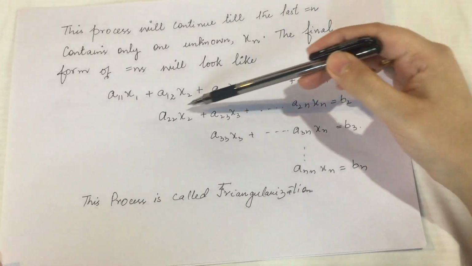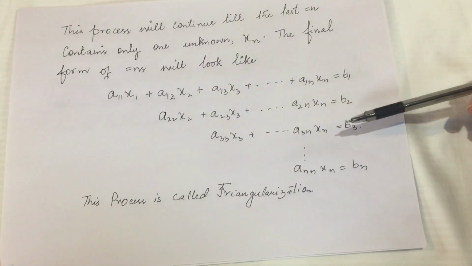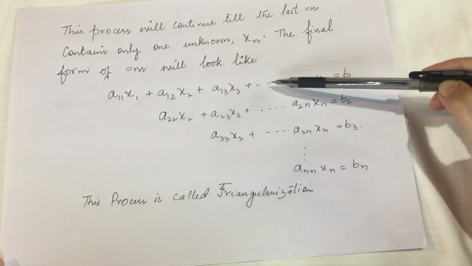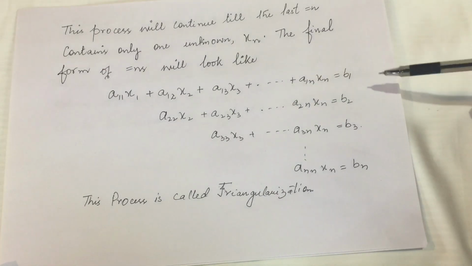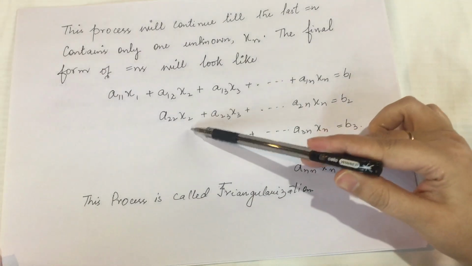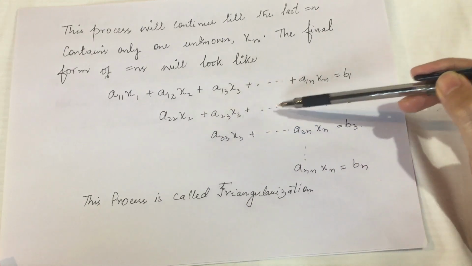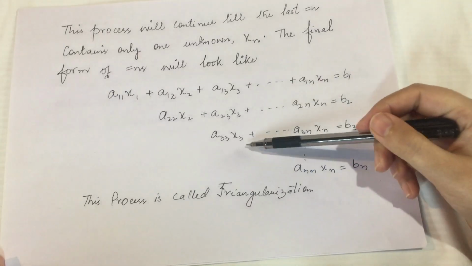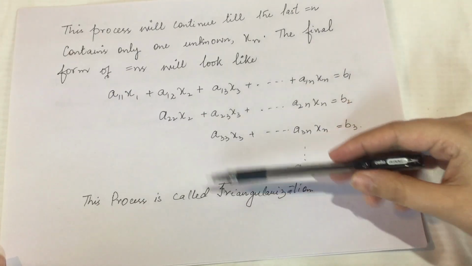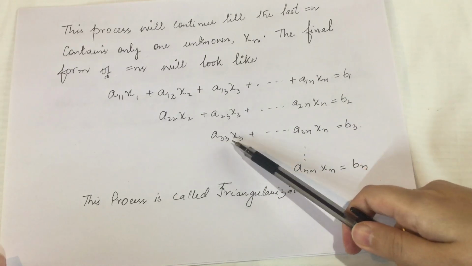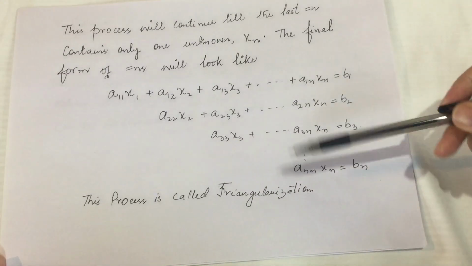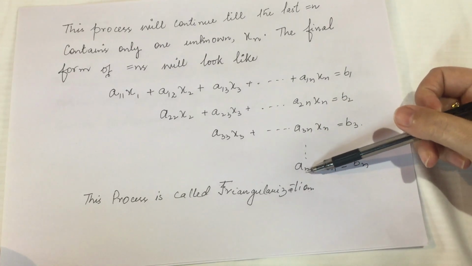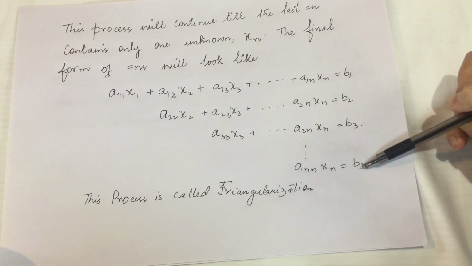See, now the new set of n equations, at last we will get as a11 x1 plus a12 x2 plus a13 x3 plus up to a1n xn is equal to b1, a22 x2 plus a23 x3 plus up to a2n xn is equal to b2. And in the third equation, sorry, we will have the terms from a33 x3 onwards. In the last equation, we will be left with only one term, ann xn is equal to bn.